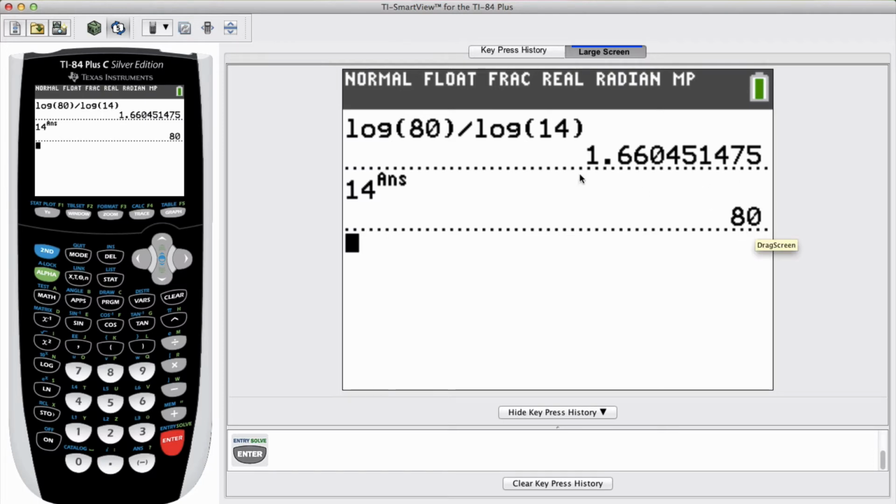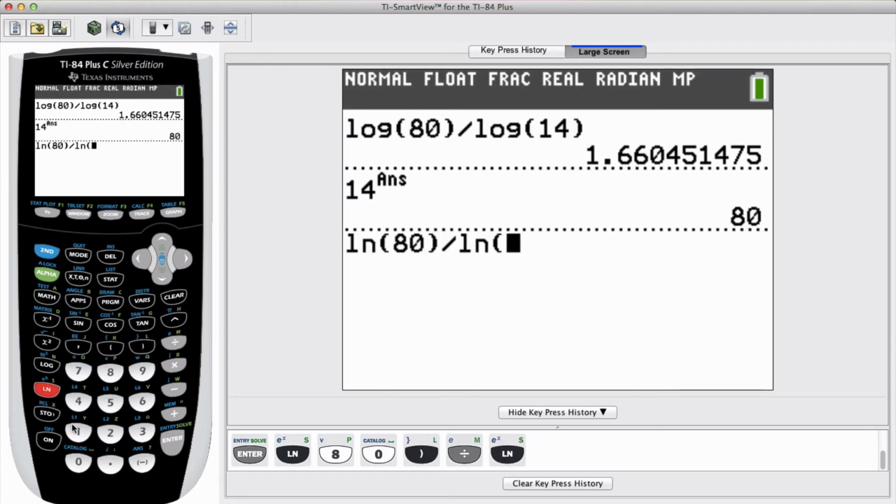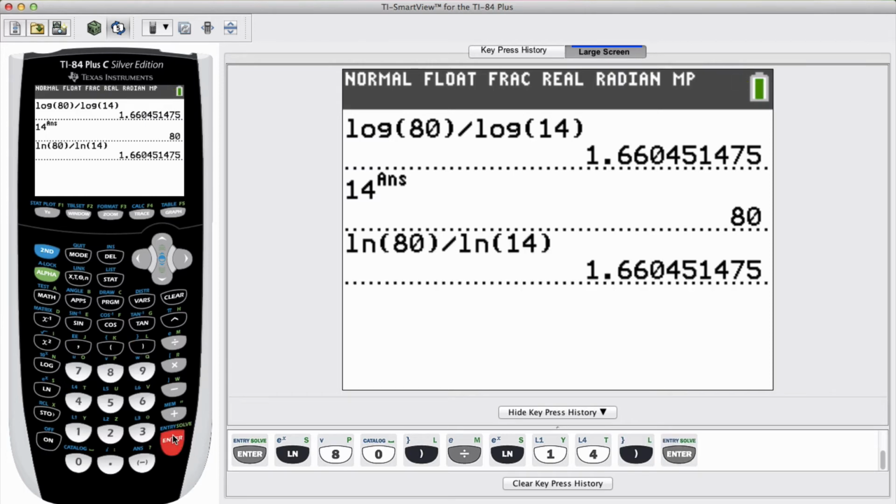Now, if I put in a decimal value, it won't give me exactly 80 because that would be an approximation. But I just want to remind us what a logarithm is. A logarithm is an exponent. Now, let's say I wanted to do our natural logarithm instead. So if I did ln of 80 divided by ln of 14, amazingly, I get the same answer of 1.660.